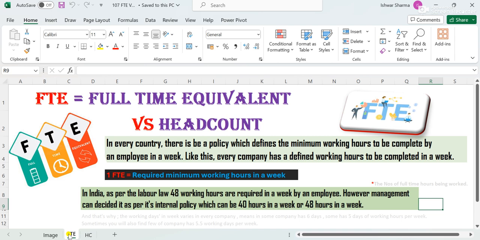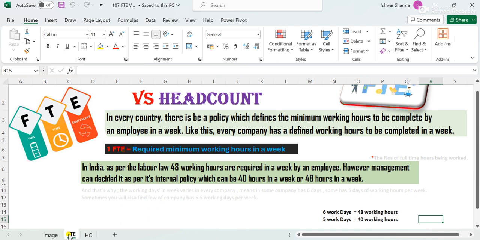Now you will ask, what is headcount and what is the difference between FTE and headcount? Headcount is something apart. So I'm just telling you, just stay online. I have mentioned here that the 6 working days culture is 48 working hours, and the 5 days culture is 40 working hours.